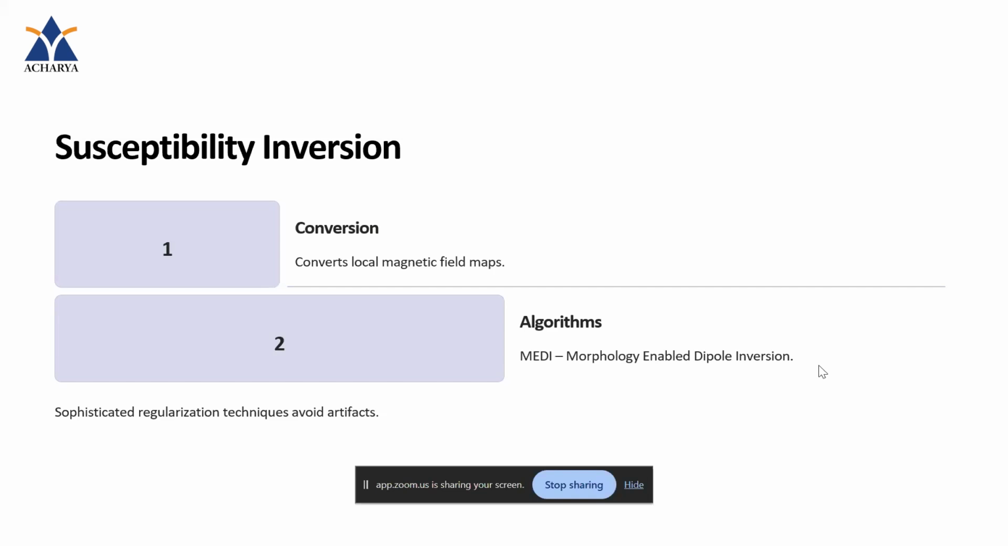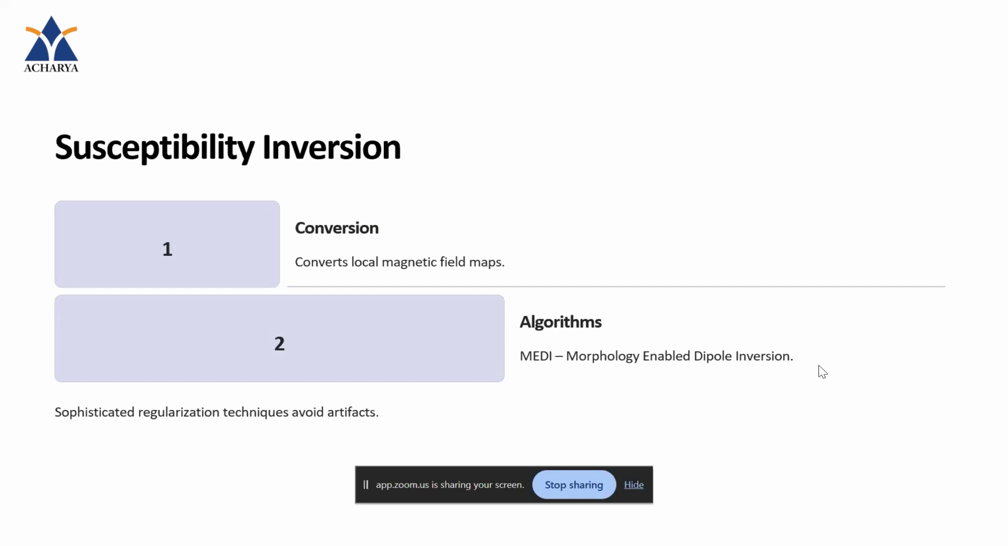That is how you are acquiring. We have to acquire the phase data. Then we have to unwrap the data, by removing the ambiguities caused by the phase wrapping. Then we have background field removal, which eliminates the background field effects by two methods, SMV and by using the sharp techniques. And the fourth step is the susceptibility inversion, where this local data is converted into the susceptibility maps. So these are the major four steps.